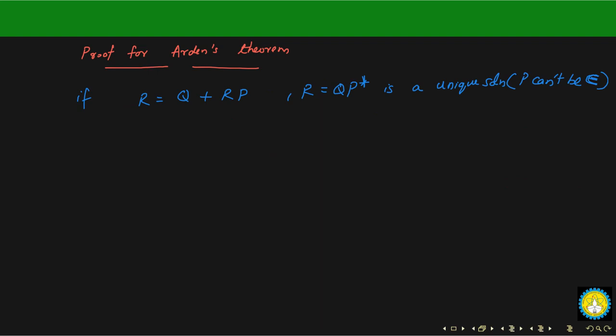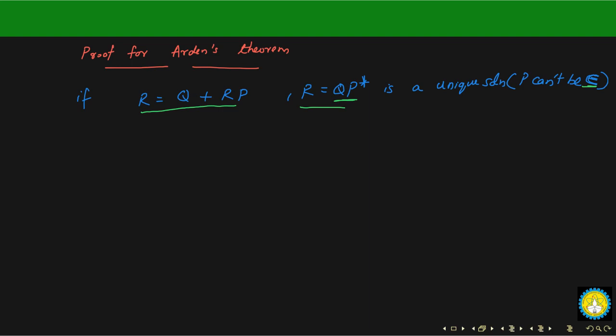Now let us look at a proof for Arden's theorem. Even though it's not a very pure mathematical proof, let's go through this. According to Arden's theorem, if a regular expression R can be written as R equal to Q plus RP in this form, then R equal to QP star is a unique solution. Remember, P cannot be epsilon here. So based on this, we will prove this. Let's put back this solution. What we'll do first is put this R equal to QP star back in our original relation, that is R equal to Q plus RP, and then verify that this is a valid solution.